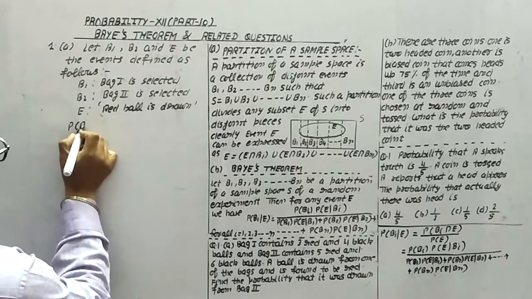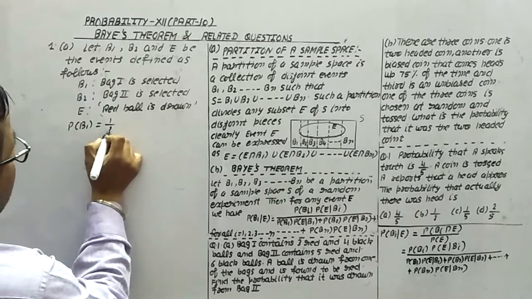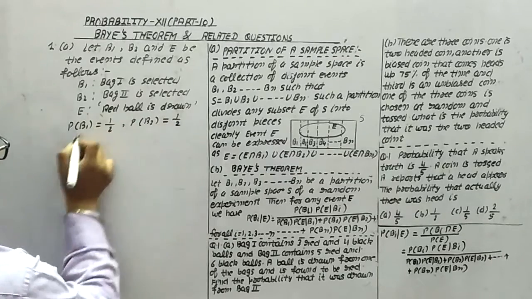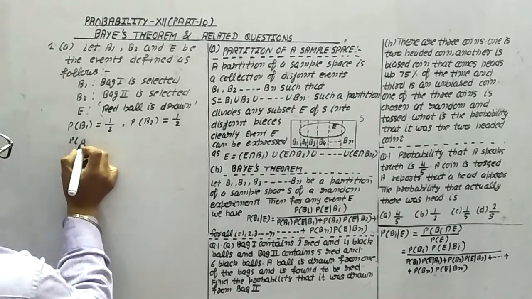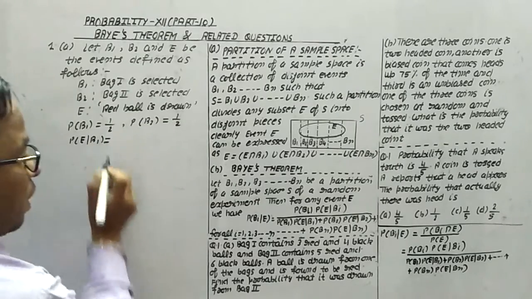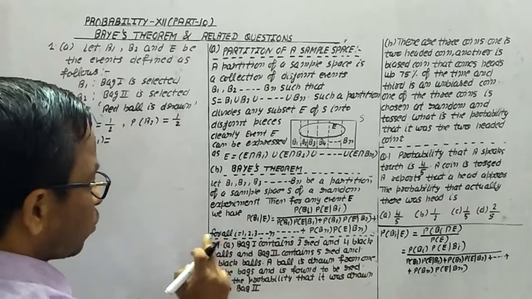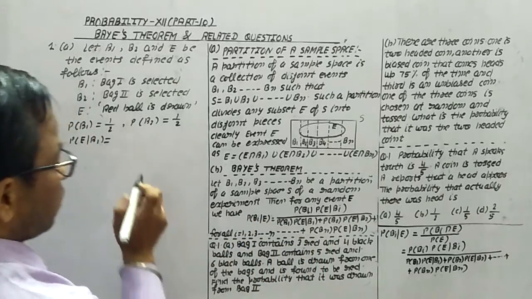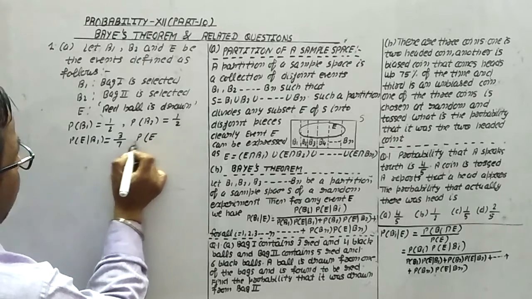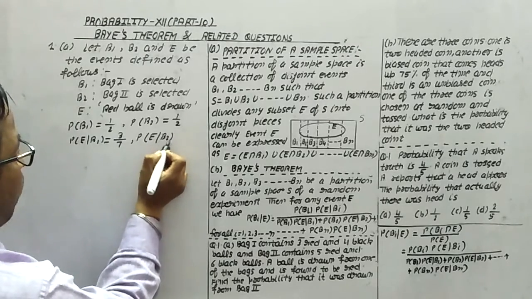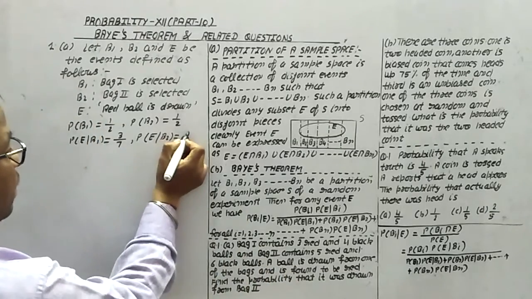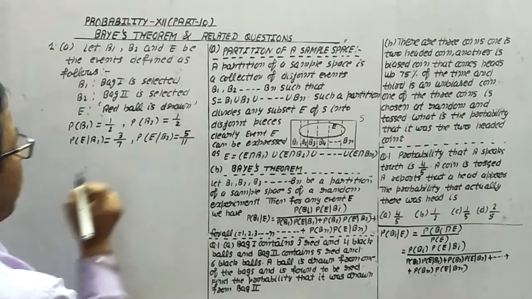So probability of B1 is equal to half, probability of B2 is also equal to half because there are two bags. Now the probability of which one? Probability of E when it is selected from B1. It means a red ball is selected. Total balls in bag 1 are 7. It means this is 3 upon 7. In the same way, probability of E when it is selected from bag B2. It means in bag 2 there are 5 red balls and 6 black. It means 5 upon 11.